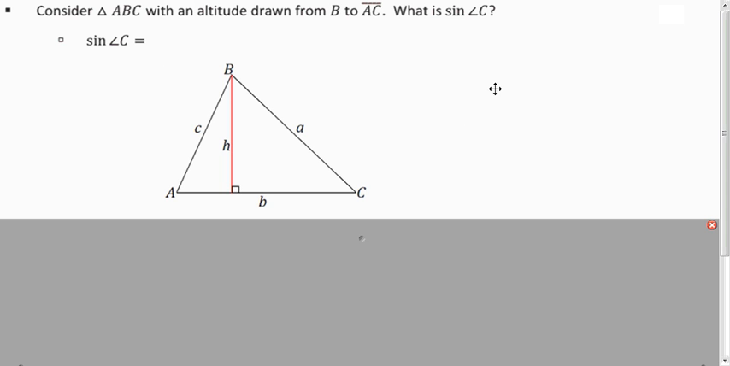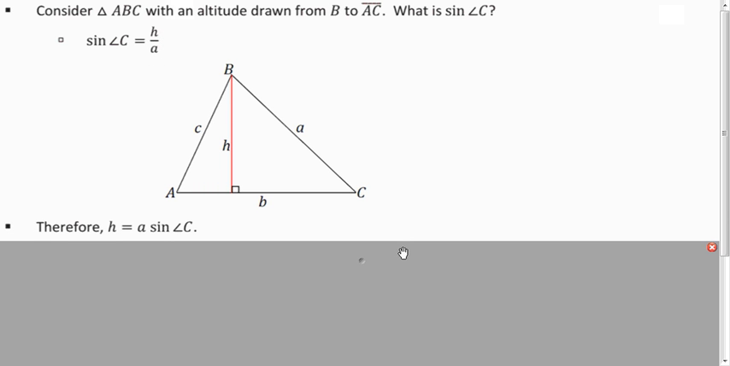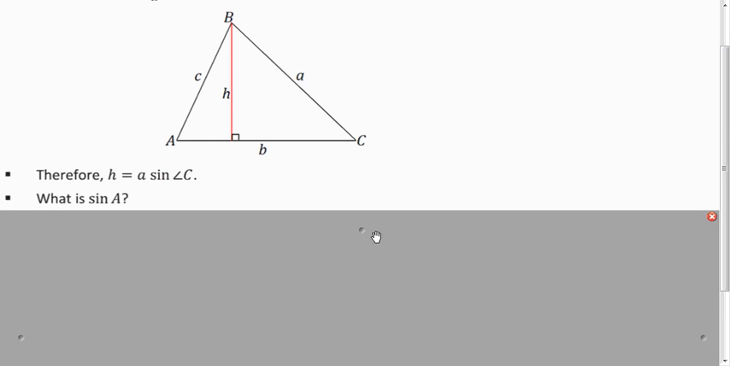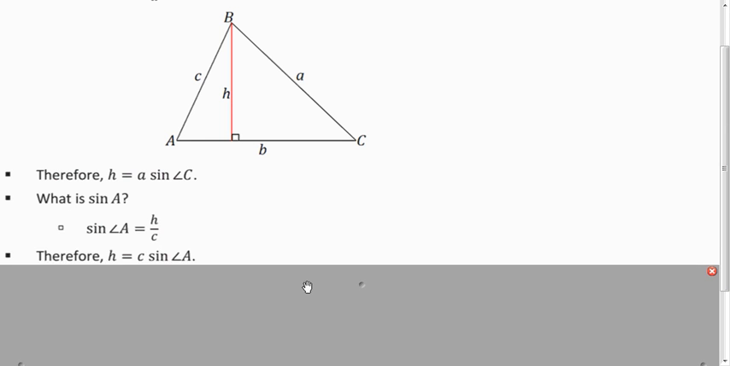So sine of angle C, how can we write that if we have this altitude dropped here from B? Well, sine is opposite over hypotenuse, so that would be h over a. So if we use the cross product, h is a times the sine of angle C. What is the sine of angle A? Similarly, you would get h over c. And if we apply the cross product, we have h is c times the sine of angle A.